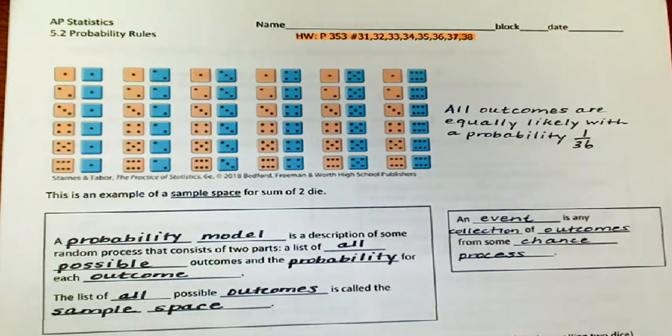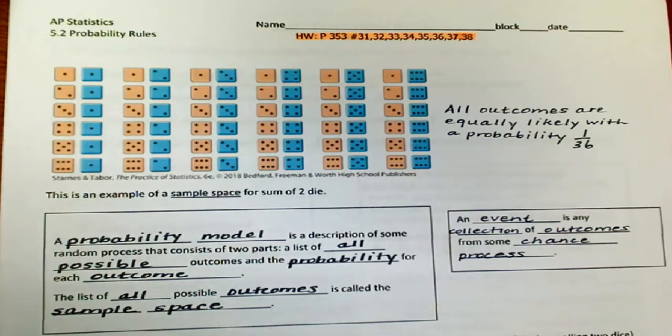This section 5.2 is on probability rules. So we're going to be talking about a lot of different problems that involve rolling die, spinning a spinner, selecting a card from a deck of cards. So the first thing I want to do is go over the definition of a probability model because this is what we have up here. That's an example of one. So let's talk about what that is.